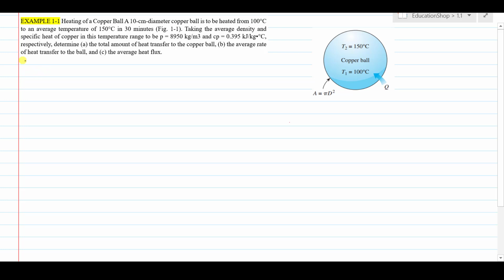Let me write the data that is provided in the statement. Initially the temperature is T1, that is 100 centigrade, and then after heat is supplied to this ball, its temperature rises up to 150 centigrade. The time given is 30 minutes. Convert into seconds, multiply with 60, so you will get 1800 seconds. The density of the copper is 8,950 kg per meter cube. The Cp value of copper is 0.395 kJ per kg centigrade.